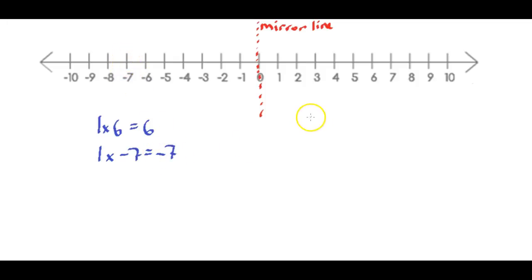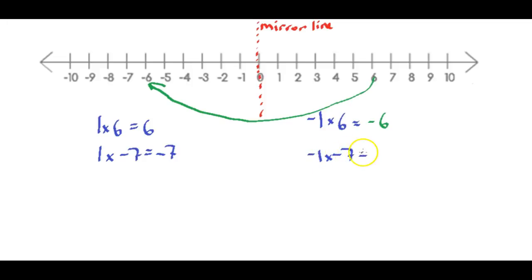But what happens if I multiply by negative 1? So if I take the same example, my number stays the same size, but the minus sign makes me flip over to the other side and gives us negative 6. In the same way, if I multiply a negative number, negative 7 by negative 1, it stays the same size, but when I multiply it, it's going to flip over the mirror line to its mirror image at 7.